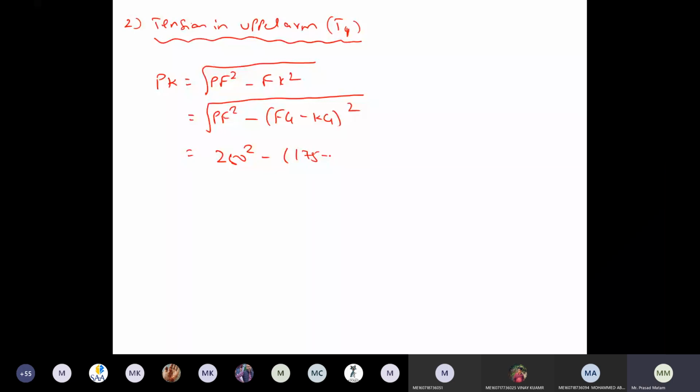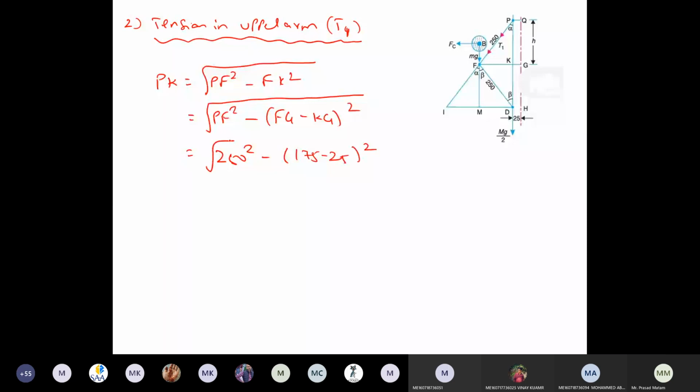175. 200. What is the Kg term? Kg is nothing but 25. Under root, write everything. What is Pk we are getting from this? 200. 200, sir. It is already given. 200. Okay, I am solving again. Even though it is given, we are solving. Okay, no issues. Now try to find cos alpha from this.